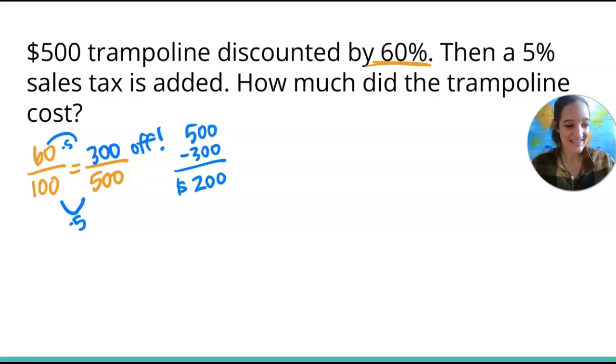Does that make sense? Yeah, it totally makes sense. That's more than half off, and 60% is more than 50%. So it makes sense that they would only cost $200. That's cool. So now let's find the 5% sales tax for that.